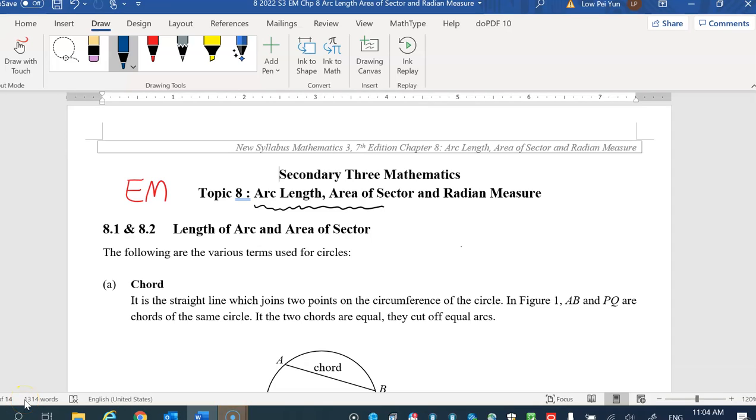Welcome to the Sec3 E-Math topic of arc length, area of sector, and radian measure. For this video lesson, we are going to just focus on arc length and area of sector.